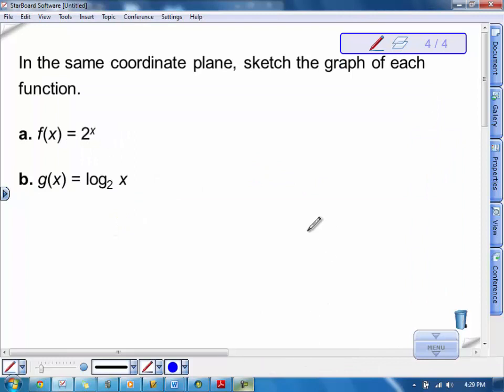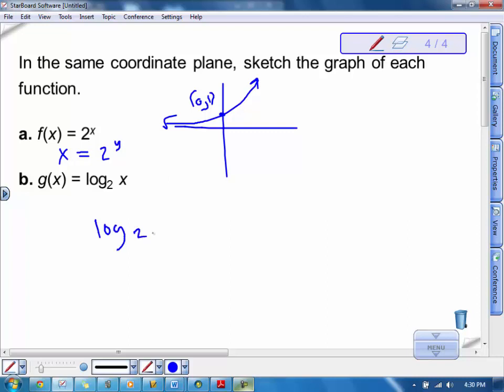Okay, so we could sketch the graph of each of these functions. Y equals 2 to the x looks like this. We already know that from the previous section. It goes through the point 0, 1. Now this function g of x, log base 2 of x, is the inverse of this function. Because if I rewrite this function, if I switch x and y, so I'd make this x equals 2 to the y, and then put it from exponential form into log form, that'd be log base 2 of x equals y, which is what this function is.